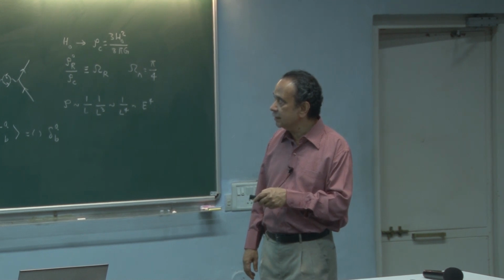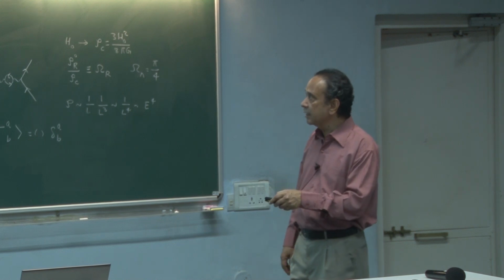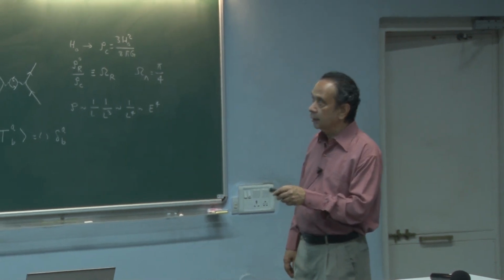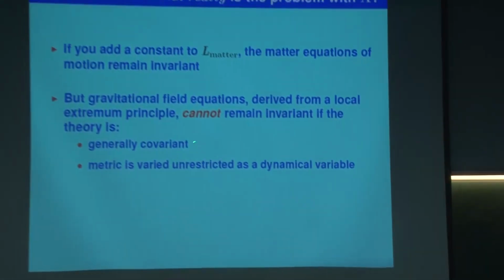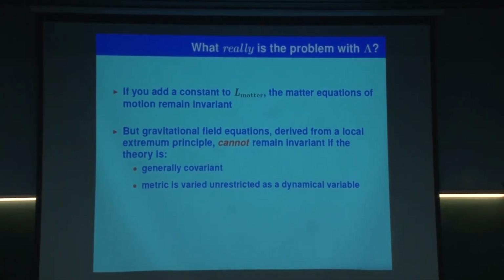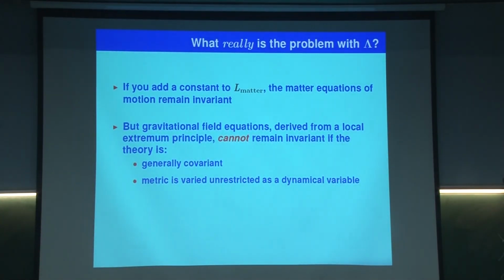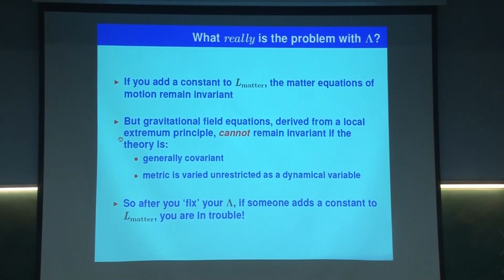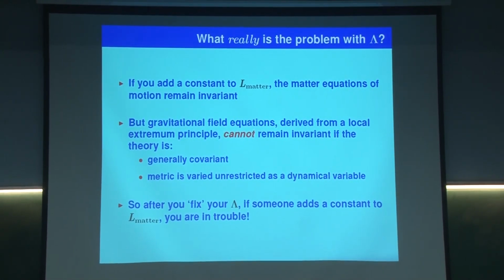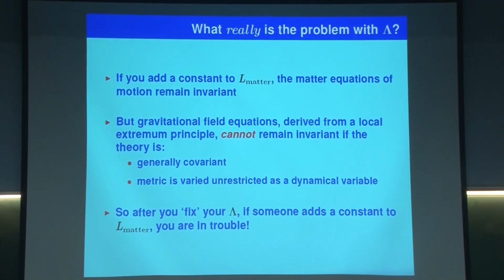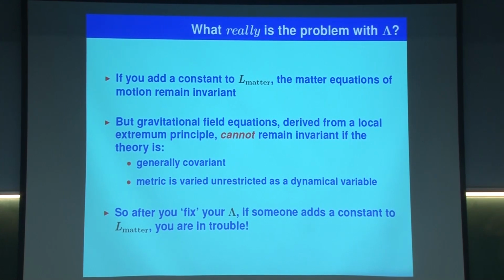If you take unrestricted variation, and the metric is a dynamical variable, and the theory is generally covariant, you cannot make this invariant. So, you have to drop one of them. Well, we do not want to drop general covariance. We presumably do not want to drop locality of an extremum principle. So, you have to conclude that the metric is not a dynamical variable. You have to get your equations of motion by varying something else, and we will see what that something else is in the last lecture or so.